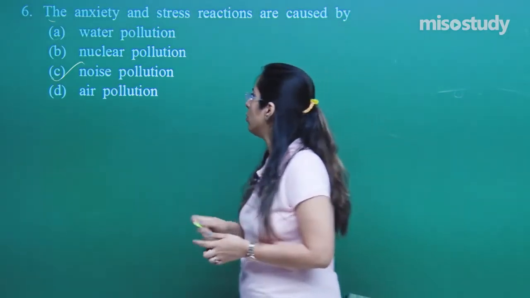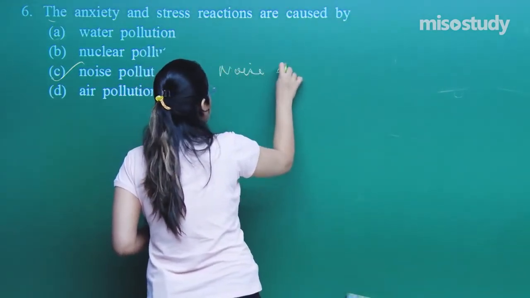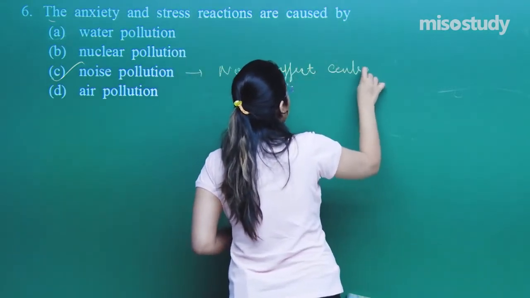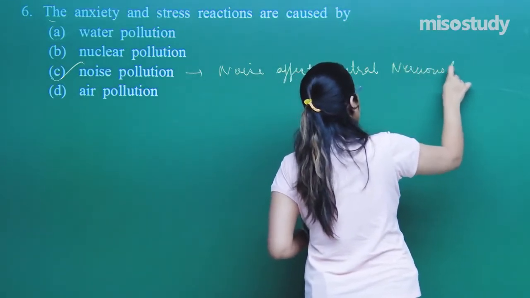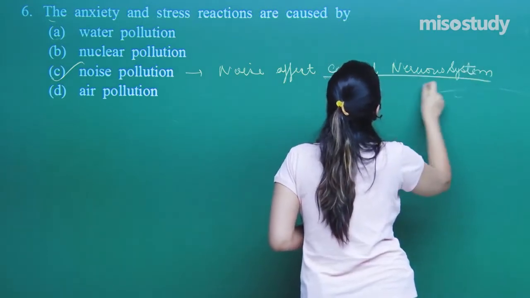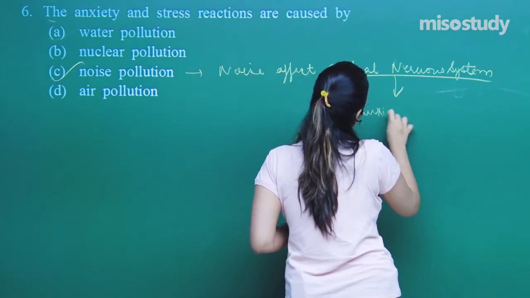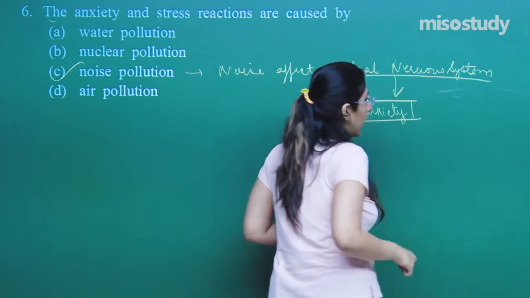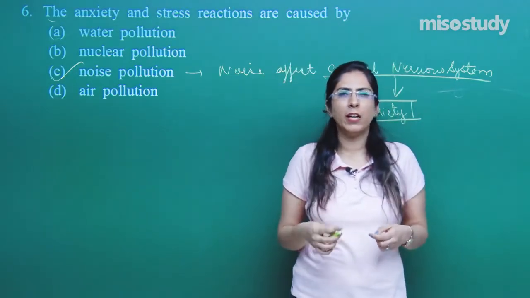That means noise affects what? Central nervous system. They evoke our central nervous system. When they evoke our central nervous system, they cause anxiety, and we want to do anything to stop that particular noise.